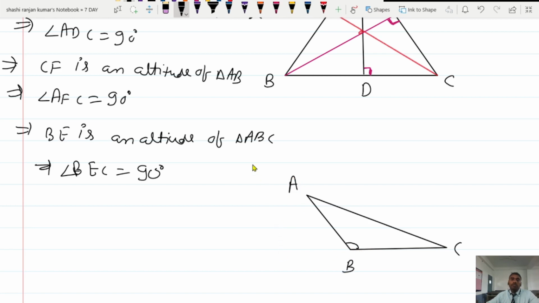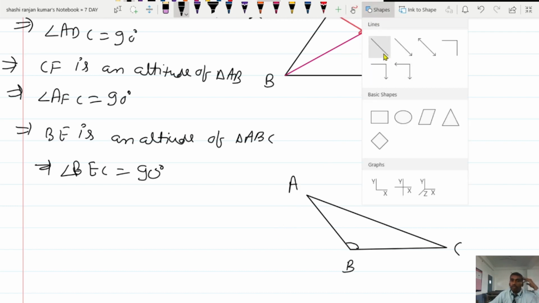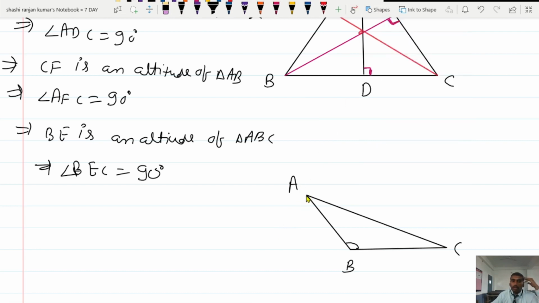And if I ask you to draw an altitude from point A, you can see if we draw an altitude from this point, your altitude will be like here, right? So it is not inside the triangle. So altitude can be outside the triangle also. No problem. If you extend this side, the altitude will form here. So this is the altitude here.